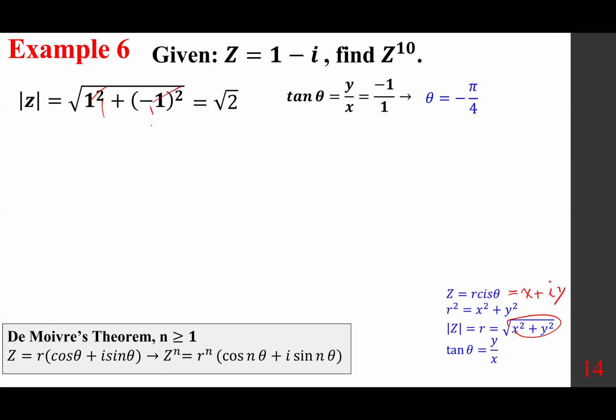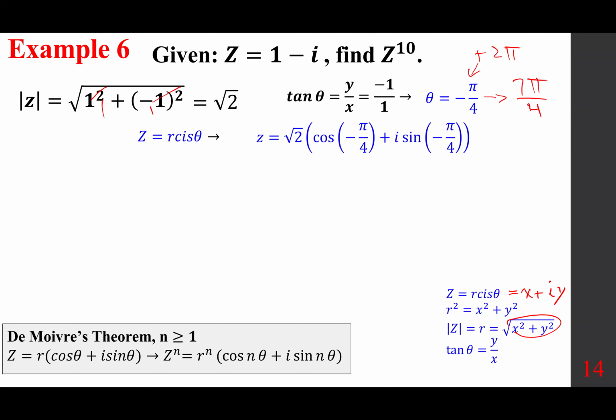Now, if you want to make it positive, remember, just add 2 pi to it. And it becomes 7 pi over 4. It's the same thing. In this case, we just want to go with 1 minus i to the power of 10. We don't have to do that. It's your choice. Again, this is the same as adding 2 pi, which is 8 pi over 4, and it gives you 7 pi over 4. Makes no difference. In any event, z is in the form of r cis theta, which makes it the square root of 2 times cosine of negative pi over 4 plus i sine of negative pi over 4.